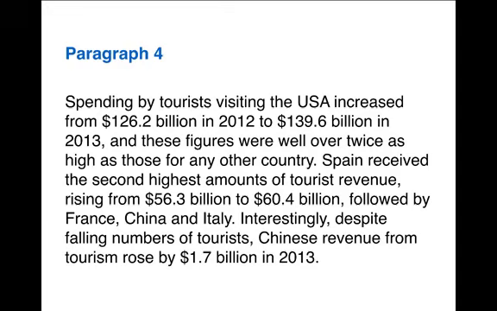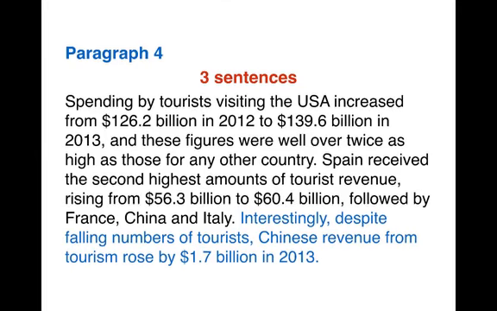So, as usual, I've tried to put 3 sentences in my details paragraphs. In this case, we had one big sentence about America, USA, and then another sentence mentioning mainly Spain, but also France, China and Italy at the end. And then we had that final or third sentence about China and the comparison with the numbers of tourists from paragraph 3 dropping, but the spending going up. And with that, the whole essay is finished because we have no conclusion as usual.